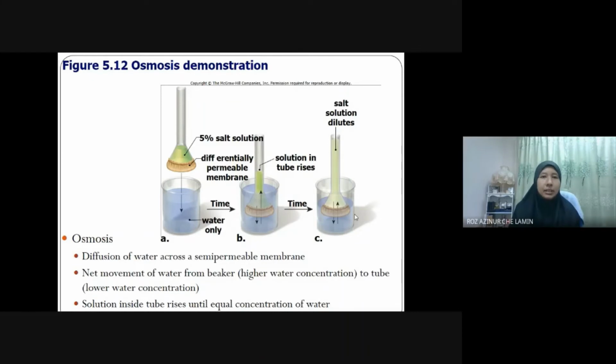This is another example of an osmosis demonstration. You can read this later.